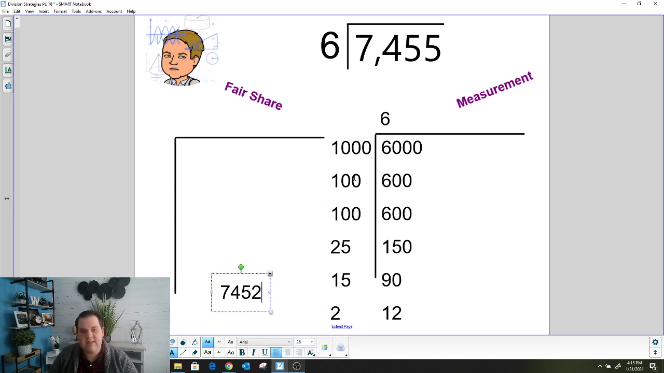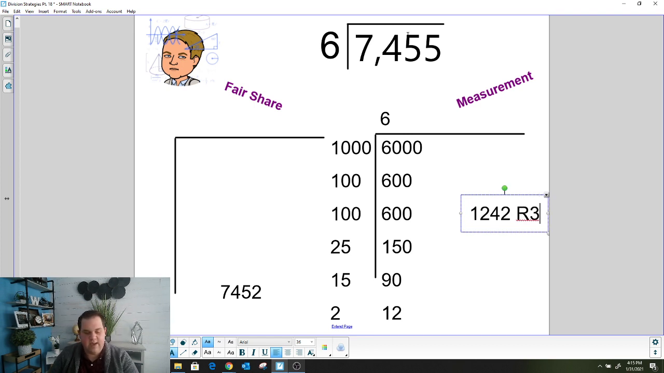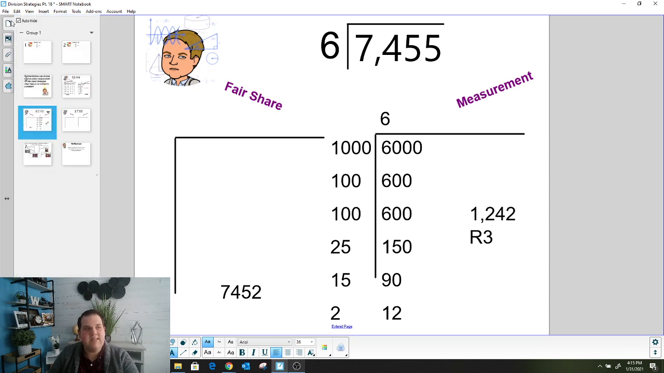And I have 1,000 plus 100 plus 100 plus 25 plus 15 plus 2. That is 1,242. And I have 3 extra to get to that overall dividend. So I have a remainder of 3. So my answer is 1,242, remainder 3. So if you got that, awesome job. If not, it's okay. Go back and look at your strategy and see what you could do to fix it. We'll do one more together.